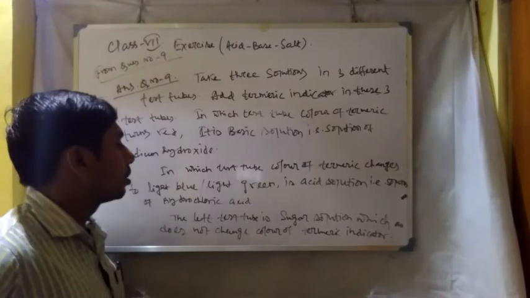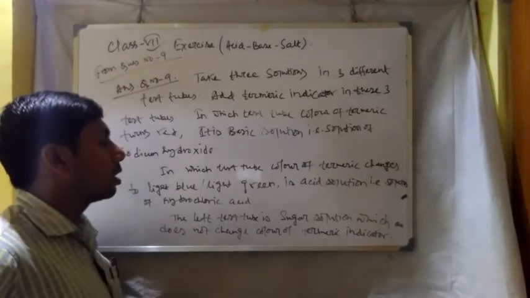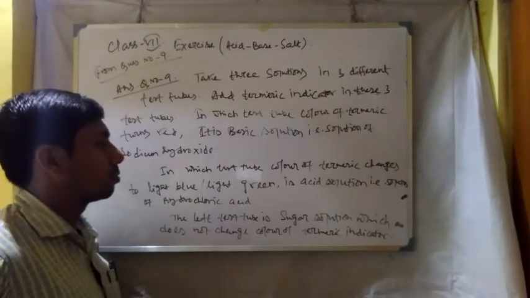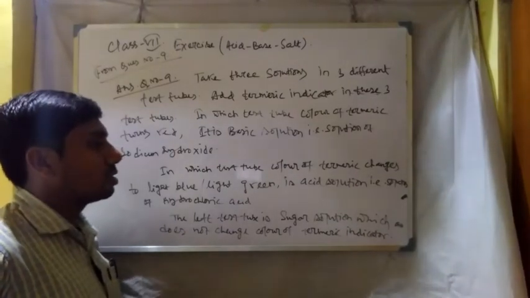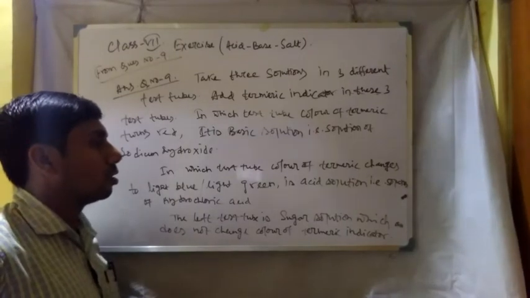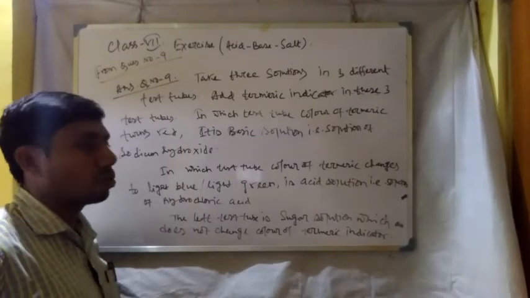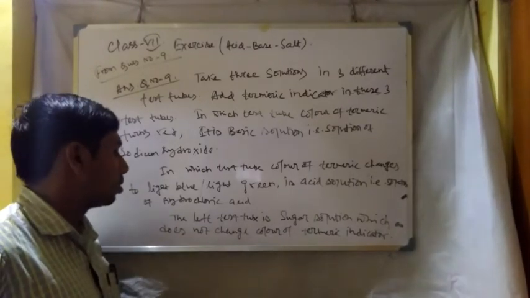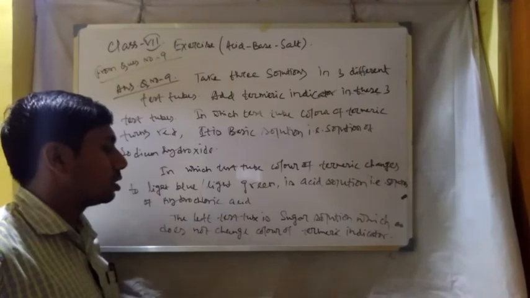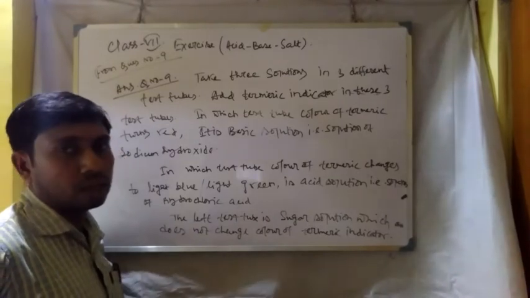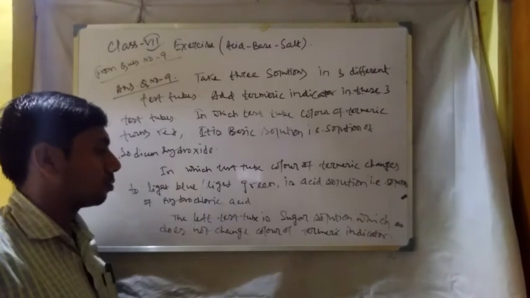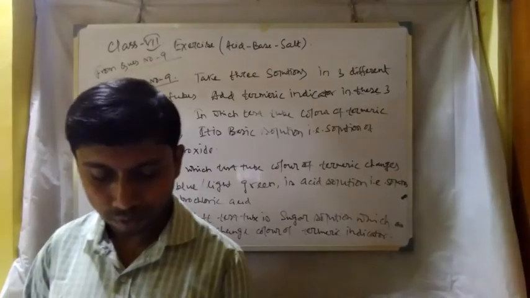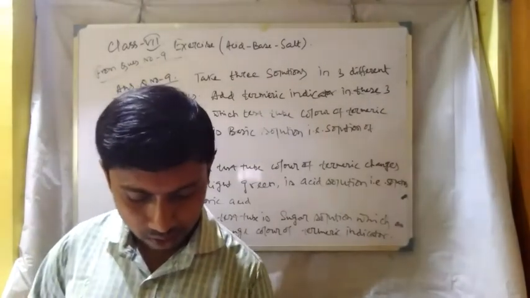In the next para, in which test tube the color of the turmeric changes to light green, it is acid solution, that is solution of hydrochloric acid. The left test tube is sugar solution which does not change color of turmeric indicator, because sugar solution is neutral. Next, question number 10.